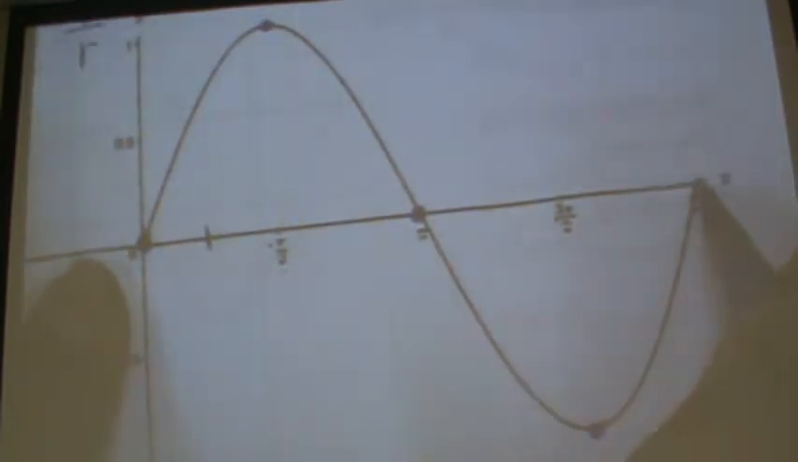So what we have graphed here is this point, 0, 0. We have pi over 2, 1. We have pi, 0. 3 pi over 2, -1. And 2 pi, 0. So right now, all I did was graph these 5 points: 1, 2, 3, 4, 5. Now, do you know where these came from?